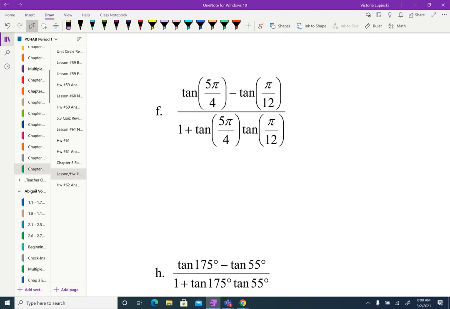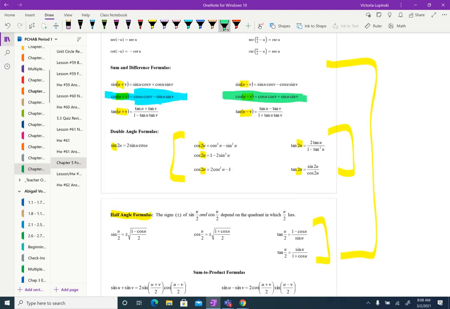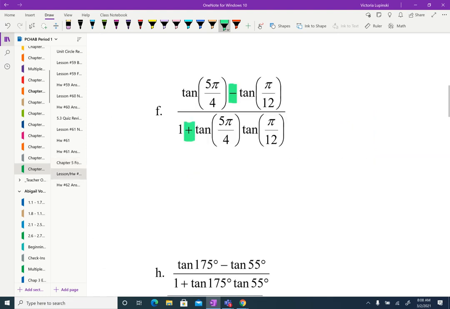So if you take a look at F, you're looking for a tangent minus a tangent over 1 plus the tangent times the tangent. So again, look at your formula sheet. Look at the ones that have tangents. You're looking for a negative on the top and a positive on the bottom, which means you're looking for this formula right here. So this is the tangent of u minus v, where this is u and this is v.